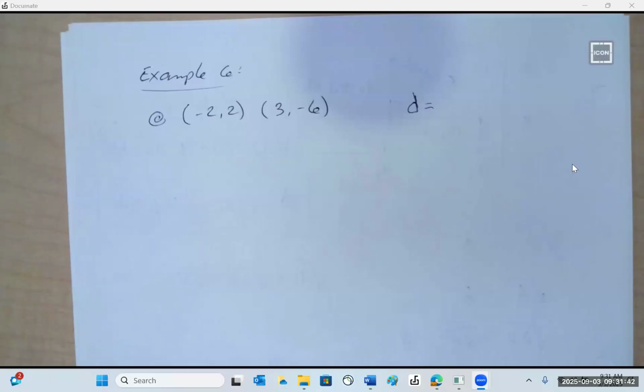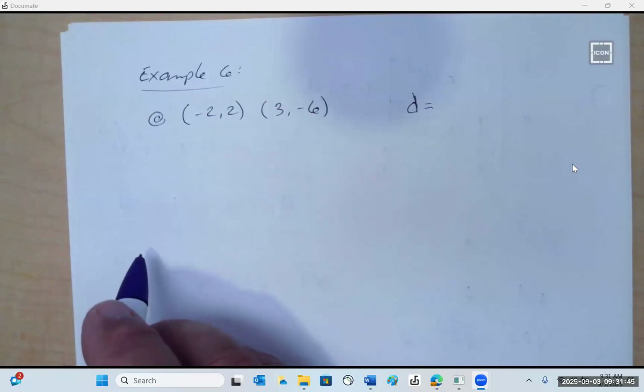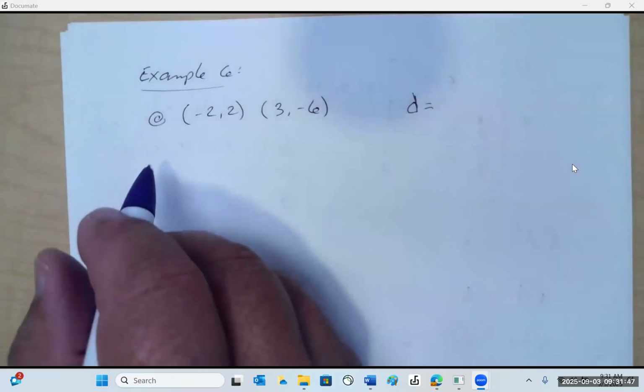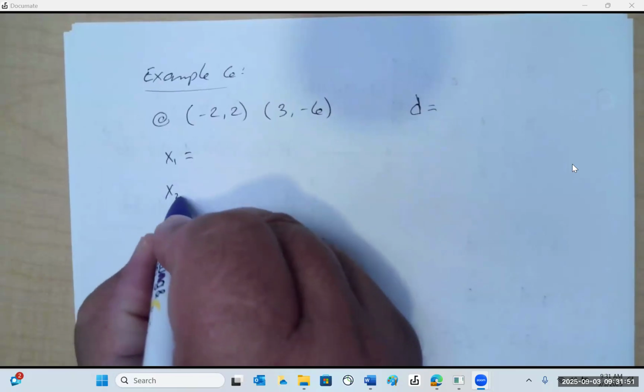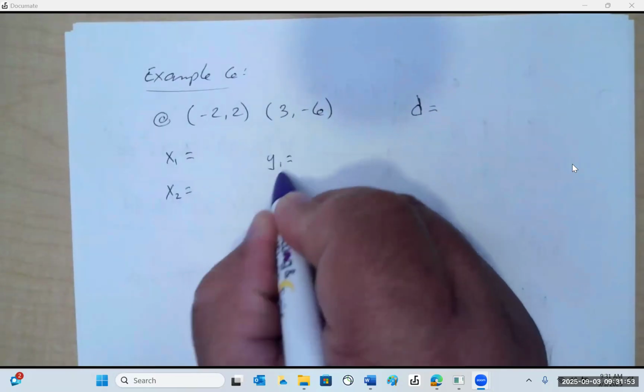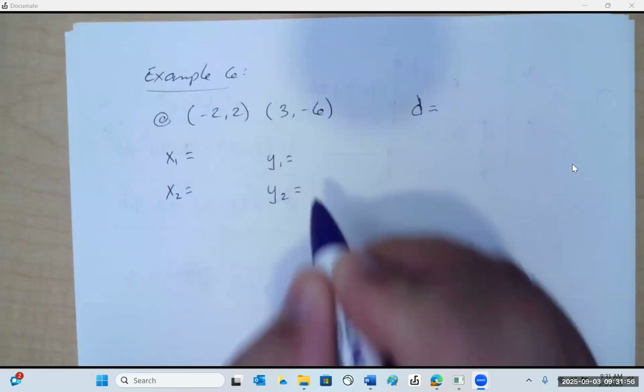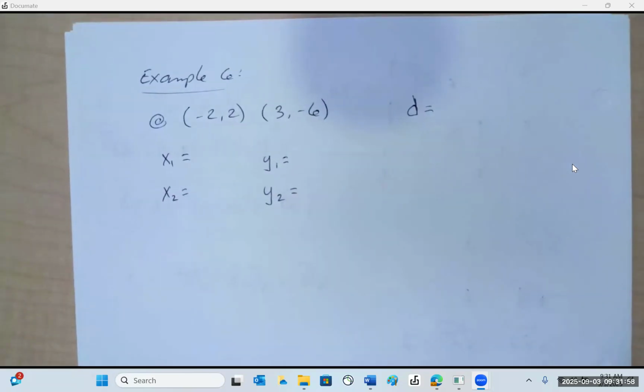But yes, we'll do that. So first off, you have to label your points. Have you done that yet? Have you labeled X1, X2, Y1, Y2? If you don't do that, start doing that. It's going to save you so much time and hassle.